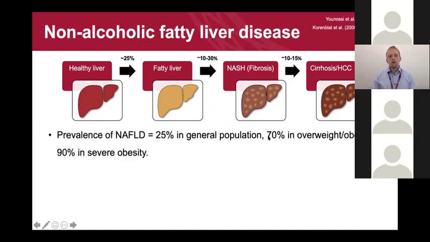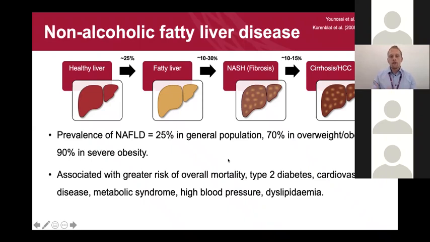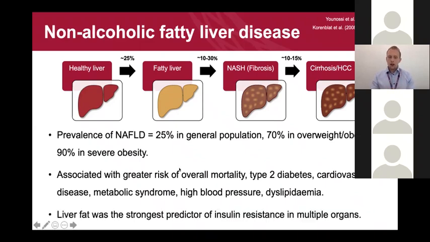So NAFLD is prevalent in around a quarter of the general population, and this reaches up to 70% in individuals with overweight and obesity, and as high as 90% in those with severe obesity. But in addition to these more severe liver-related outcomes, NAFLD is also associated with more metabolic dysfunctional outcomes, such as type 2 diabetes, cardiovascular disease, and the metabolic syndrome. But when we look at just liver fat itself, it's been found to be the strongest predictor of insulin resistance, not only in the liver, but also the adipose tissue and skeletal muscle when compared to other storage areas such as subcutaneous and visceral fat.